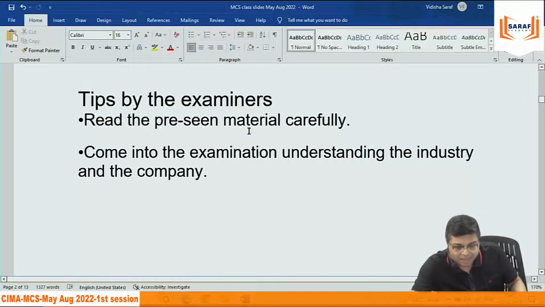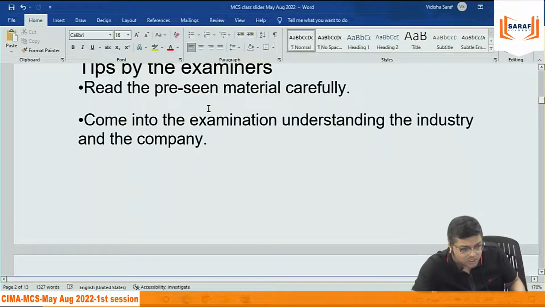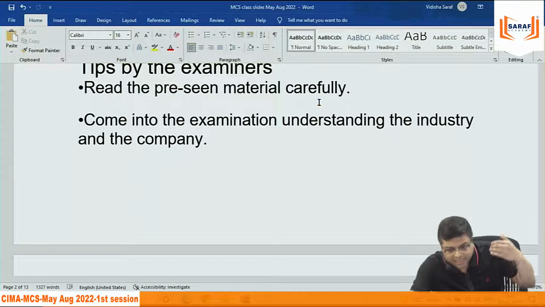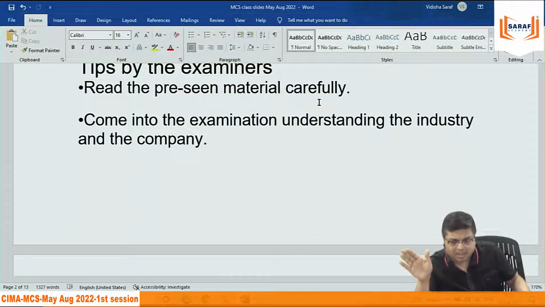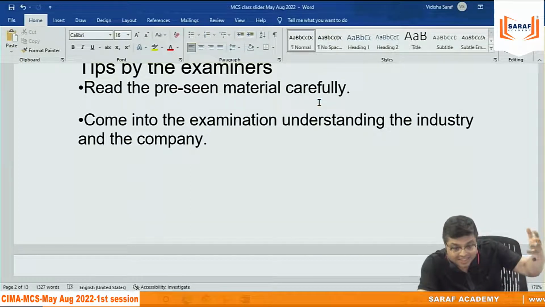Tips by the examiner, not by me, by the CIMA Institute examiner. Read the pre-seen material carefully. I always say that pre-seen material should be read at least 4 times. I said yesterday, maybe up till today you have read or not, but one time you read without any break. You read the 26, 27 pages in 2 hours. Second time, after 2, 3 days, read again, but in 3 to 4 hours, a longer time.